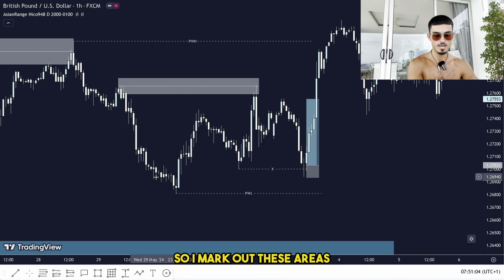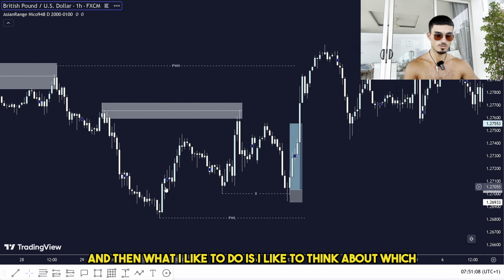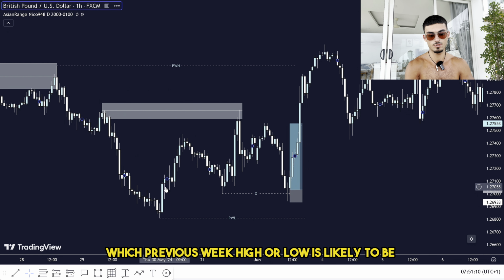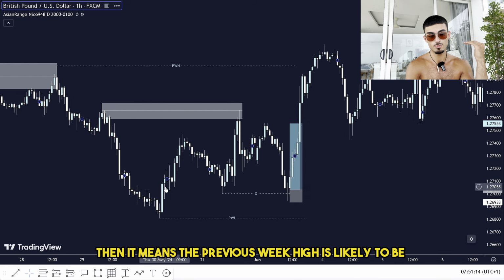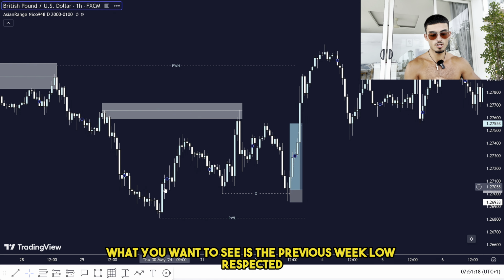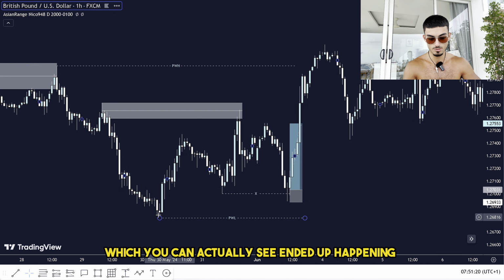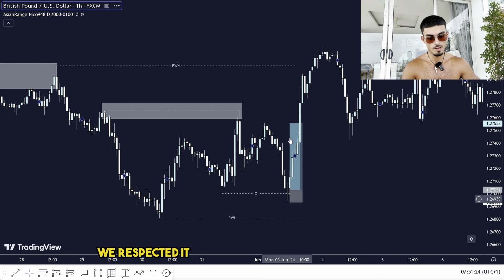So I mark out these areas, and then I like to think about which previous week high or low is likely to be targeted first, okay? If you're bullish, then it means the previous week high is likely to be targeted. And if you're bearish, what you want to see is the previous week low respected, which you can actually see ended up happening perfectly because we didn't end up going through this previous week low. We respected it, and then we took out the previous week high. And that's exactly what you want to see, guys.